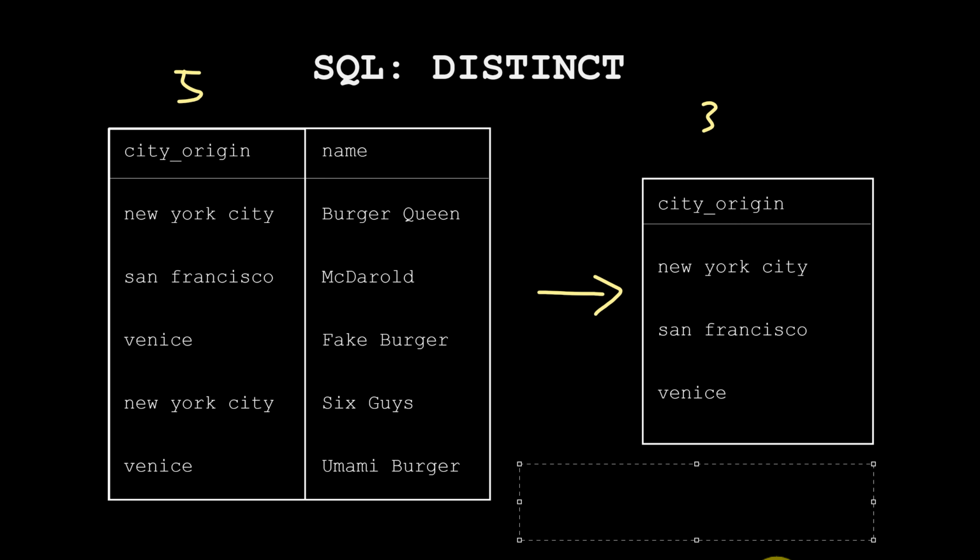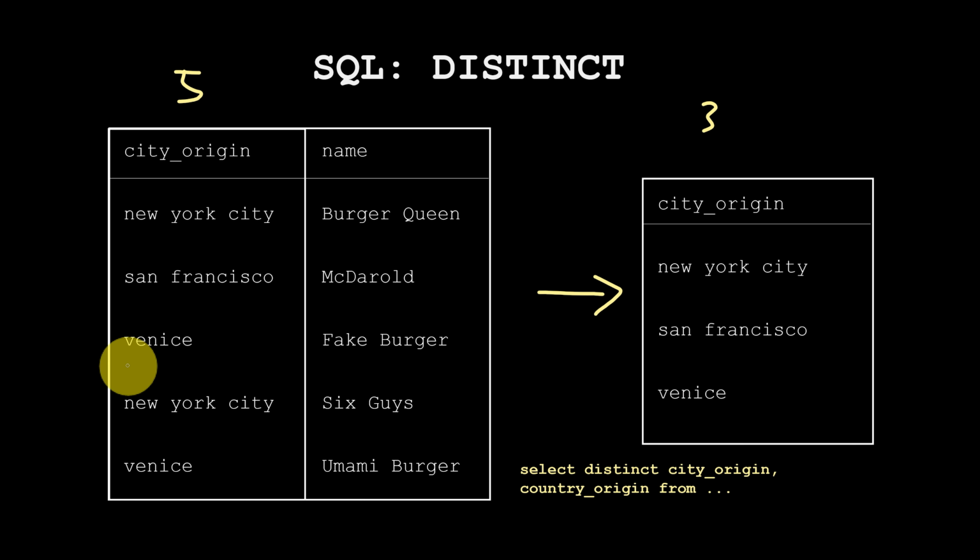Another trick you can use is DISTINCT with multiple columns. For example, instead of just doing SELECT DISTINCT city origin, you could select city origin and country origin from the same table. This would give us the distinct pair of city origin and country origin. Even if there are 2 cities named Venice, for example, what if this Venice is Venice, Italy, and this Venice is Venice, California? I wouldn't want to count them as one. Here, I want to count them as 2 because they're actually 2 different cities. So that's the power of DISTINCT.